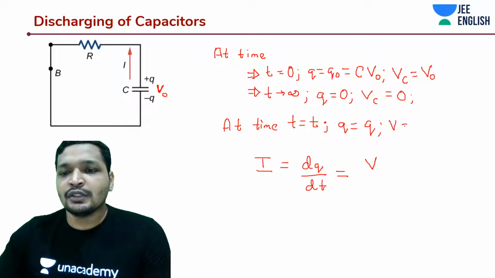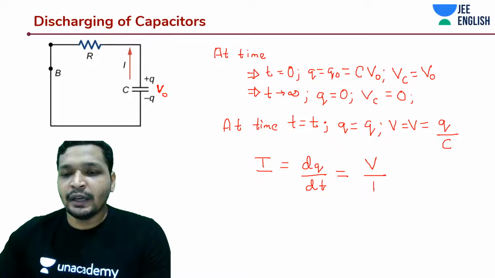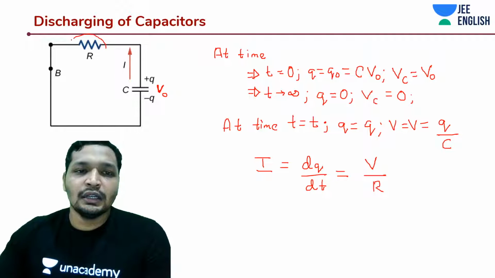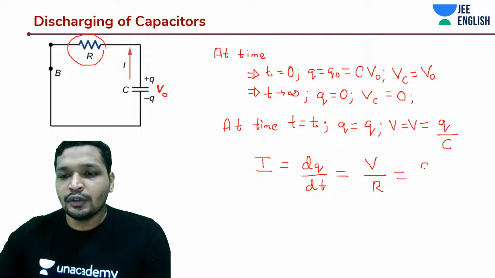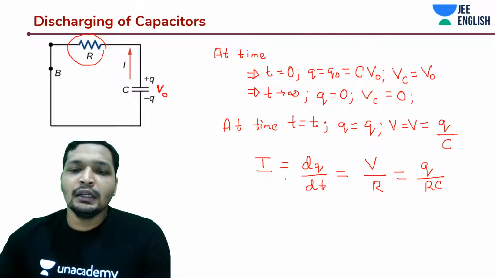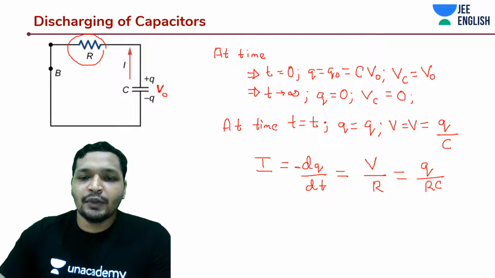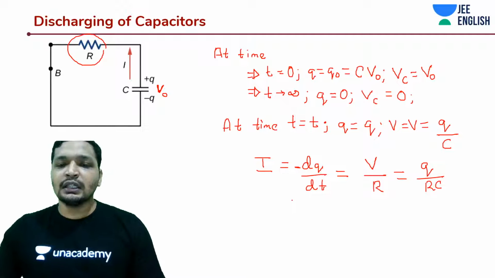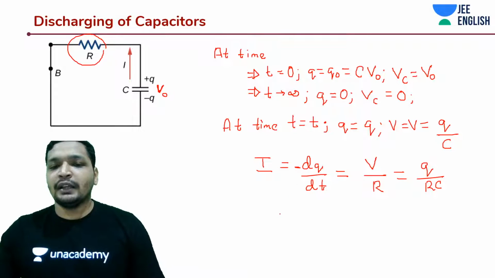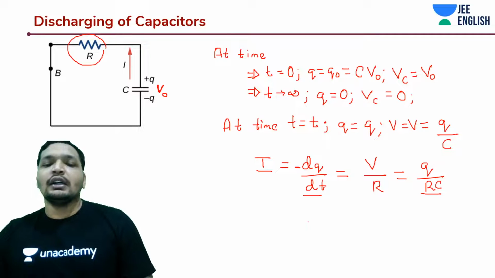Okay, so the potential at that time is going to be V, which is equal to Q by C, isn't it? It's going to be V by R, given that there is a resistor R in the circuit, and that is going to be Q by RC. But what is happening to the current? The current is actually decreasing with time because the charges are depleting. The capacitor is discharging, so you're going to add a negative sign: minus dq by dt, and all you need to do is take these two equations and solve them to get the equation, right?